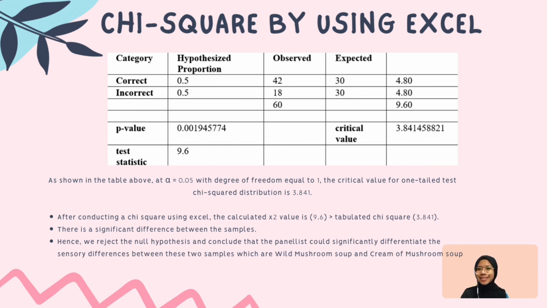After conducting a chi-square using Excel, the calculated chi-square value is 9.6, which is greater than the tabulated chi-square. So it can be concluded that there is a significant difference between the samples. Hence, we reject the null hypothesis and conclude that panelists could significantly differentiate the sensory differences between these two samples, which are wild mushroom and cream of mushroom soup.